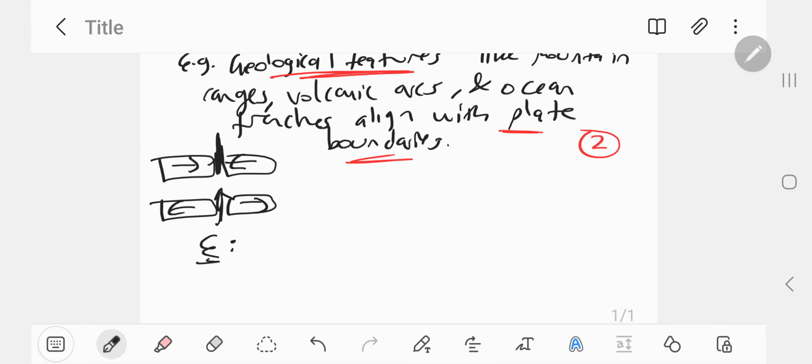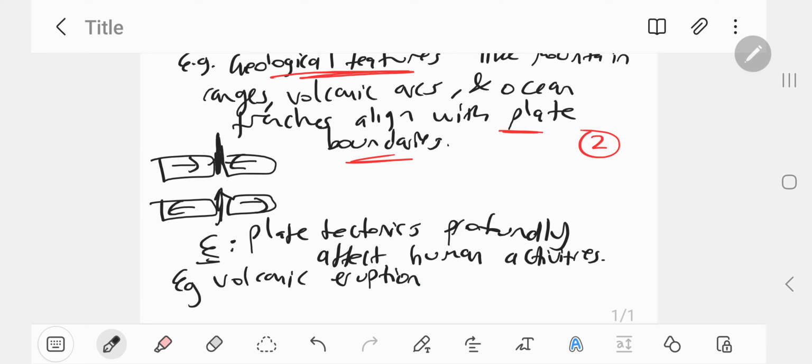I would now talk about implications. So impacts on human activity. So I would write plate tectonics profoundly, you can write significantly, it's really up to you, profoundly affects human activities. So you can write, for example, e.g. volcanic eruptions. So I'm giving you an example.